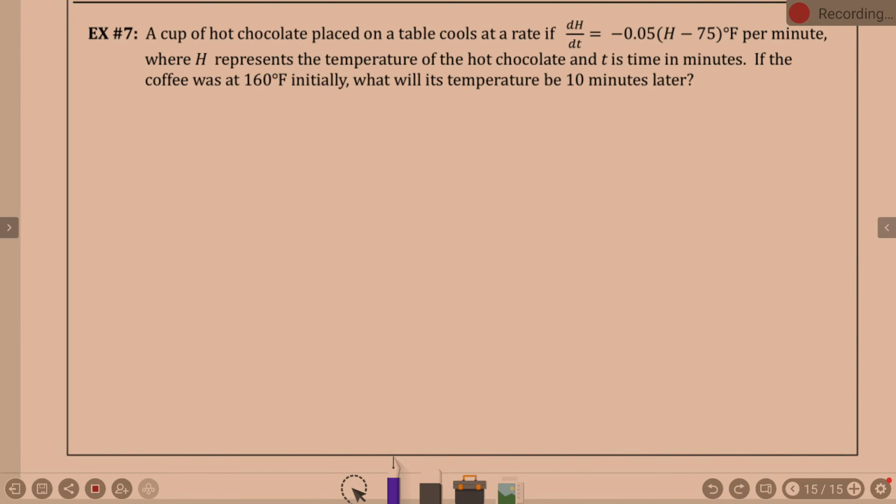So I'm going to go with this is supposed to be hot chocolate, right? Okay. So, given dH/dt equals negative 5/100 times (H minus 75). What do we do first?